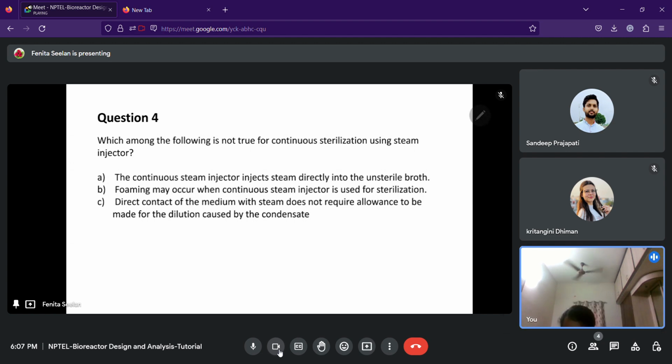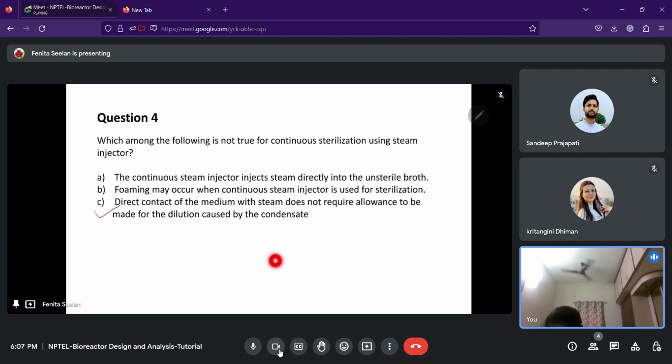The statement is, we have to choose a statement which is not true in case of continuous sterilization which uses steam injector. So the answer is C, where the direct contact of the medium with steam does not require elements to be made for the dilution caused by the condensate. So this is the opposite of what the actual statement is.